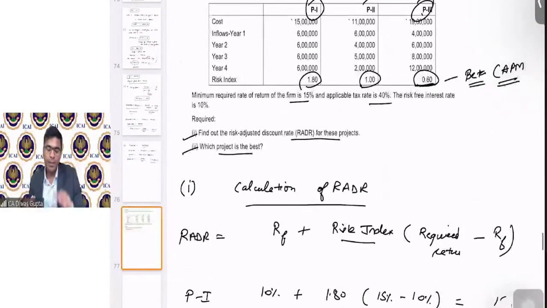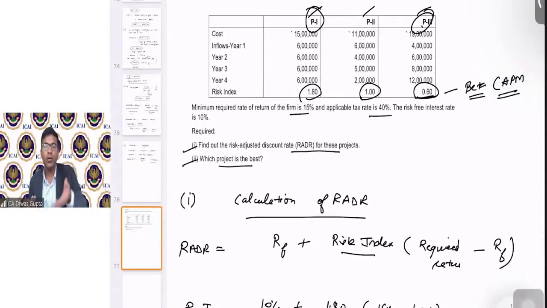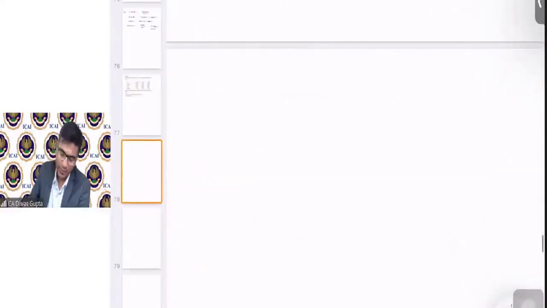Then the next part I'm skipping. Which project is the best? That can be calculated using the present value. This is just a normal calculation. Cash outflow is given, inflows are given, and the discounting rate we have already calculated. Okay, students? Yes, Tanisha, you're right. 19, 15, and 13. Perfect. So I'm moving to the next question.